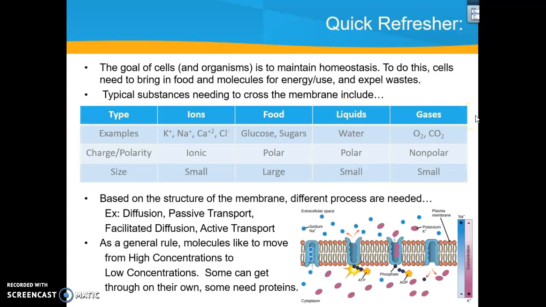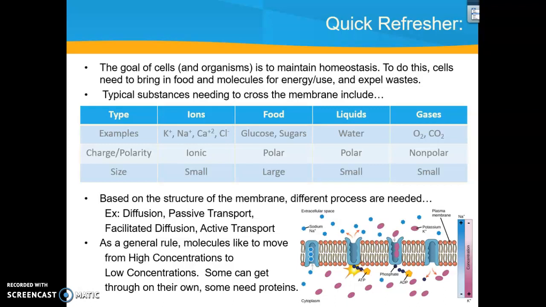So first, let's take a look at how the structure of the membrane relates to the function and its selective permeability, and how the charges of molecules, the polarity of those molecules, determine which way those molecules are going to enter or exit the cell.